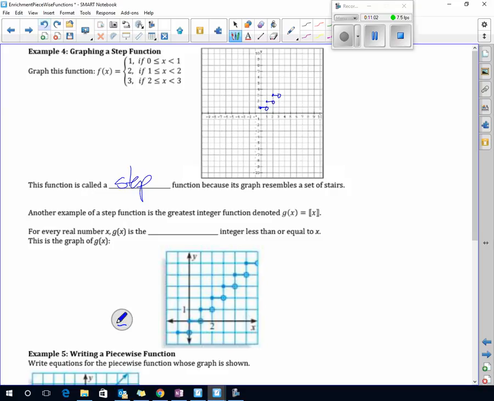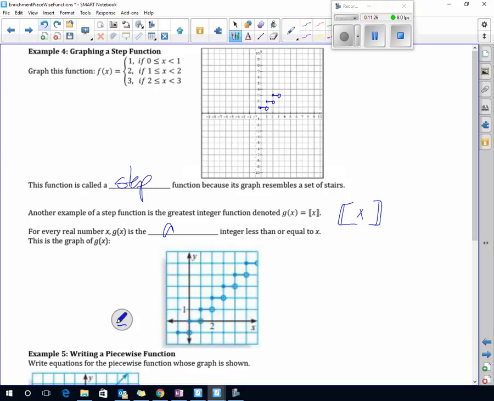Has anybody ever seen this? Read some math textbook somewhere and saw that somewhere? Okay. So what it means is for every real number, g of x is the greatest integer less than or equal to x. So here's a good example of the step function, right?